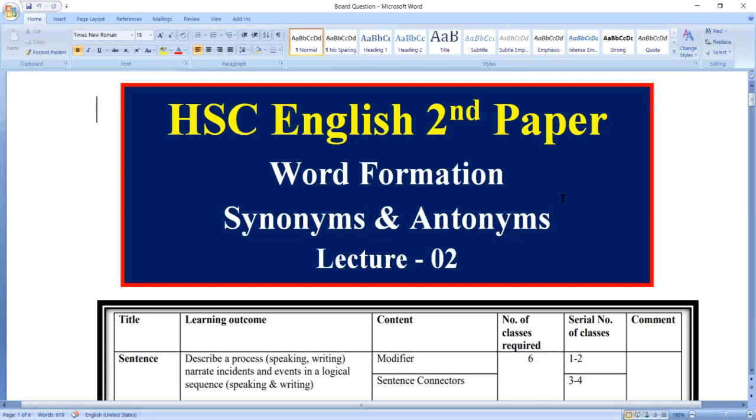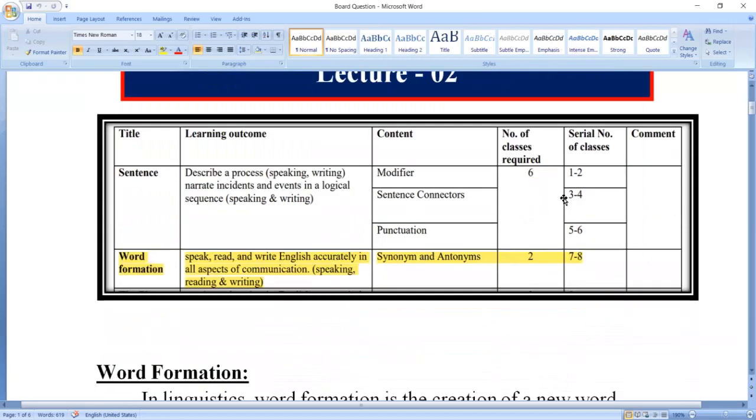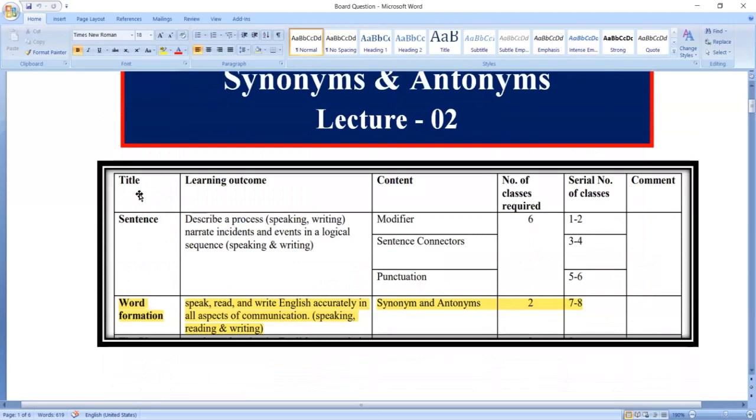Now I'm going to talk about word formation, because the main title of the topic is word formation, and in word formation we are talking about the content, synonyms and antonyms. And you have also known the learning outcome, that you will be able to speak, read and write well, and to earn more and more vocabularies. You need to understand how a word is formed. So today our main topic is word formation, and I will also show you how it will help you for your synonyms and antonyms.